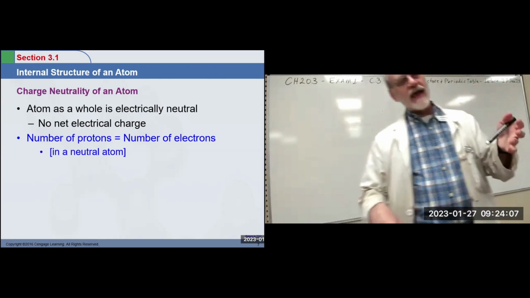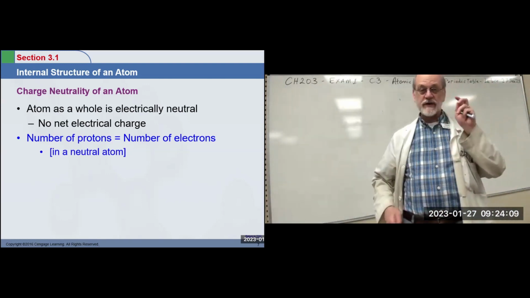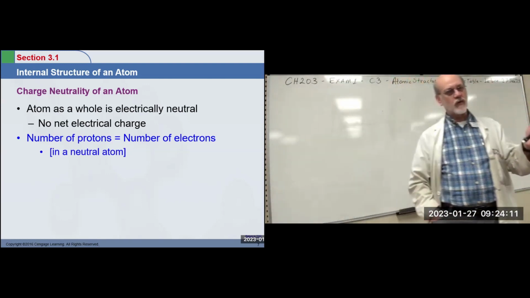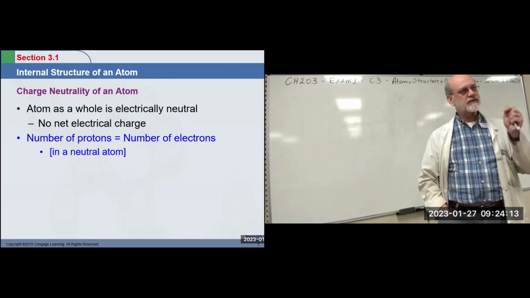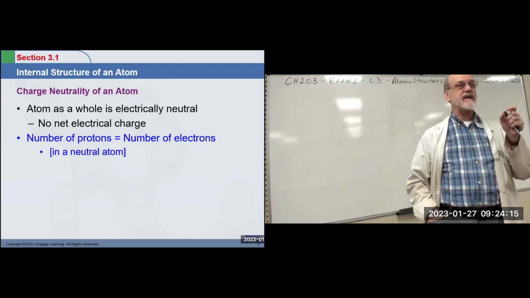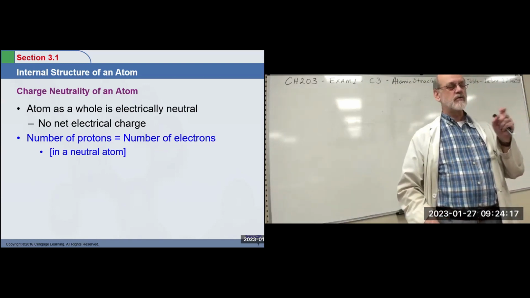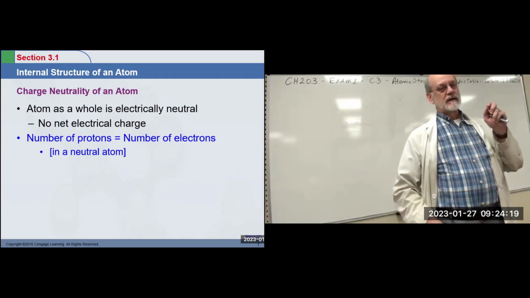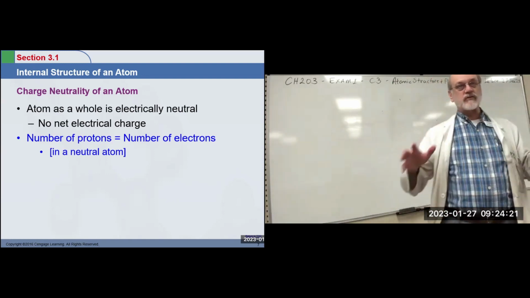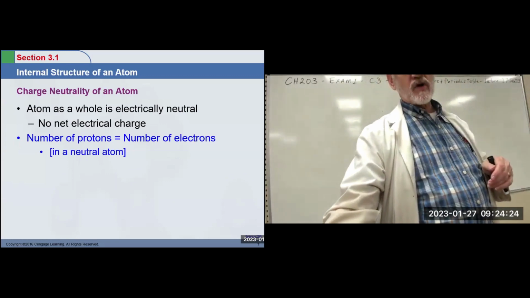Okay, in a neutral atom, we've already said this in one form, this is another form. In an atom, the number of protons equals the number of electrons if the atom is neutral. There's no charge on it. That's just pure electrostatics. They have to balance the charges.